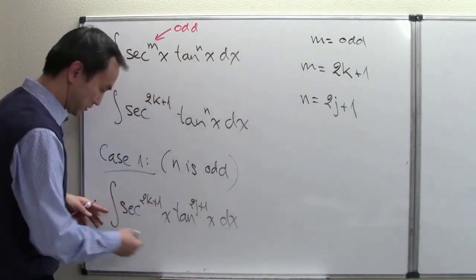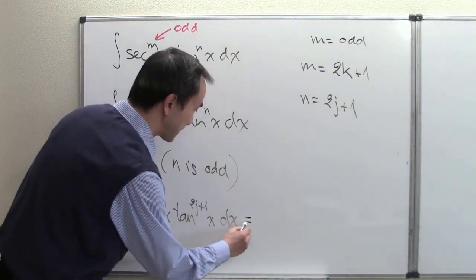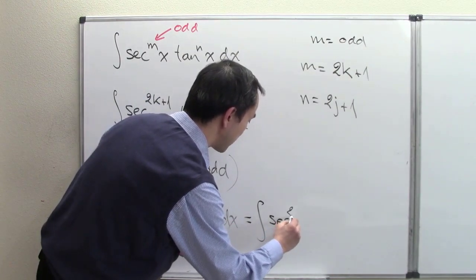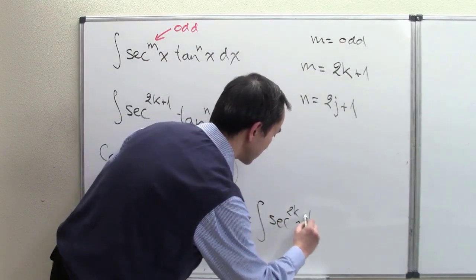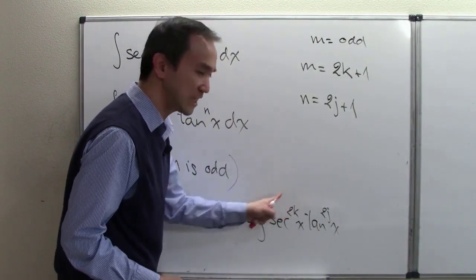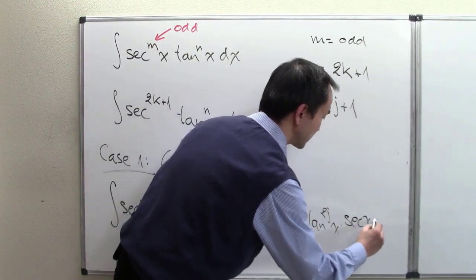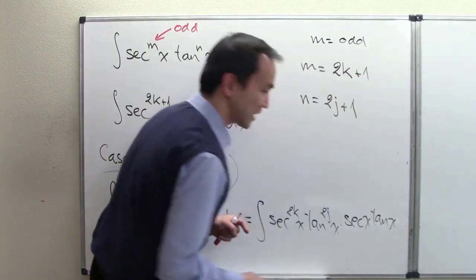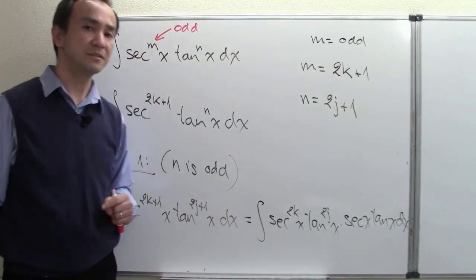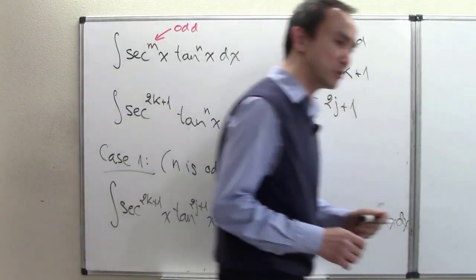And then with this current setting, we can now purposely isolate out a pair. So right now I'm going to isolate out and leave behind a secant to the power 2k of x times a tangent to the power 2j of x. Note that both of these are now even. But then I'm going to have a pair of secant of x times tangent of x separated out as a product with the dx differential.